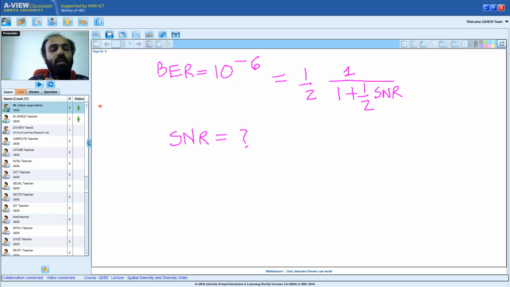So what is the SNR required to achieve a bit error rate of 10 to the power of minus 6 in Rayleigh fading? Can you give the answer in dB please? Not the linear answer. Can you give the answer in dB?